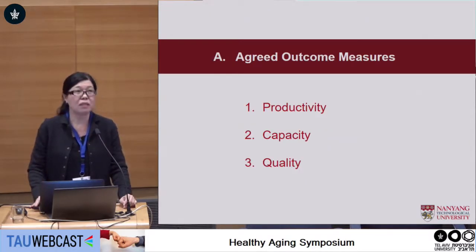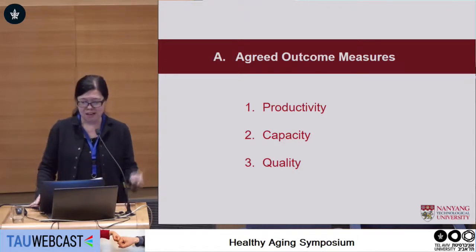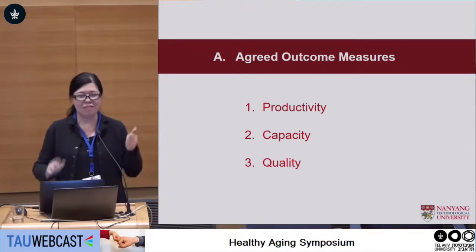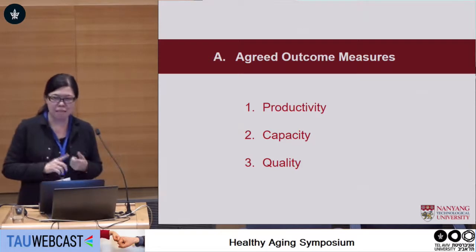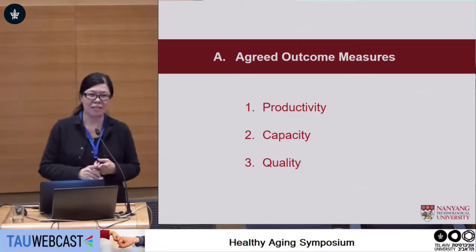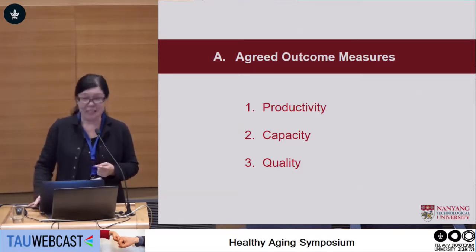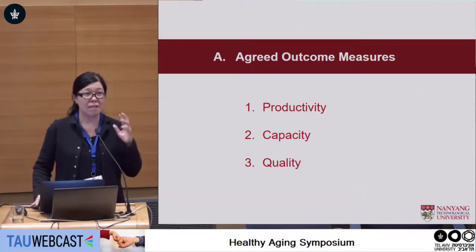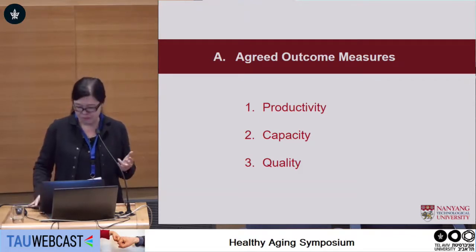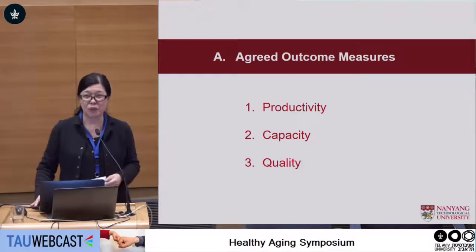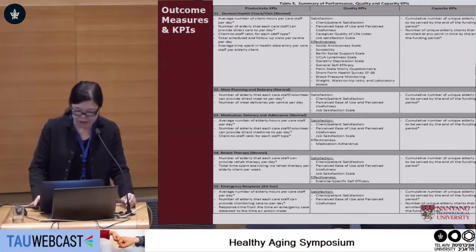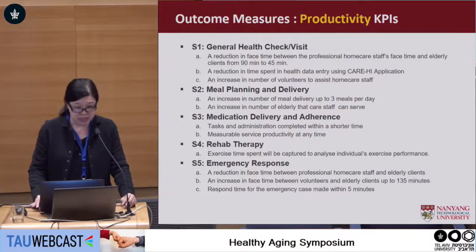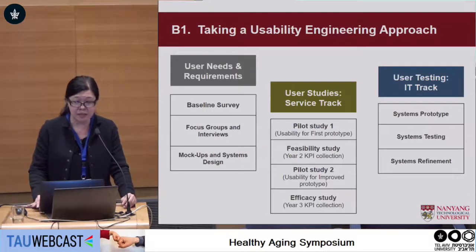Right? So the Ministry of Health wanted us to measure productivity of the manpower, capacity, as well as the quality of care. And they told us that you cannot increase manpower. So where do we find people? So we said, okay, we look at volunteers. We worked with them on the different KPIs, on productivity, on quality and capacity.